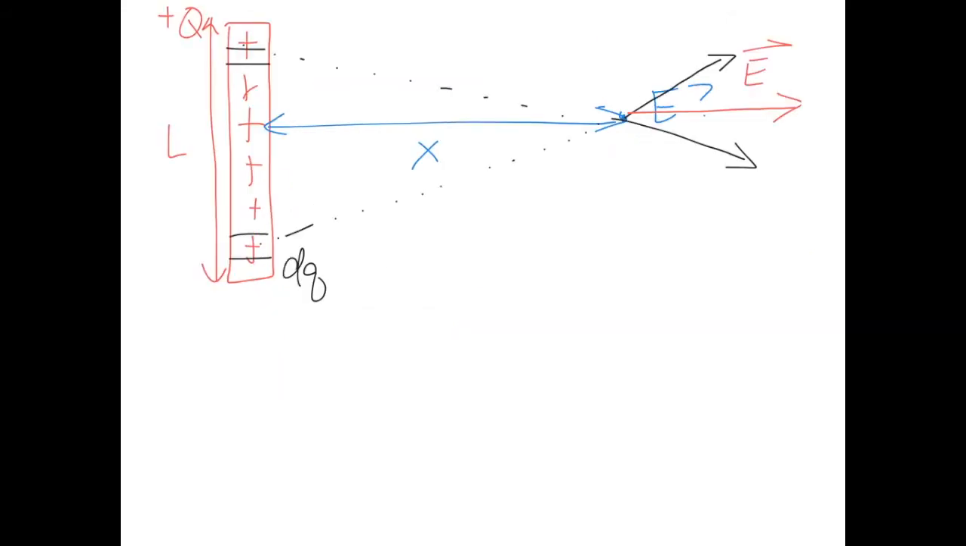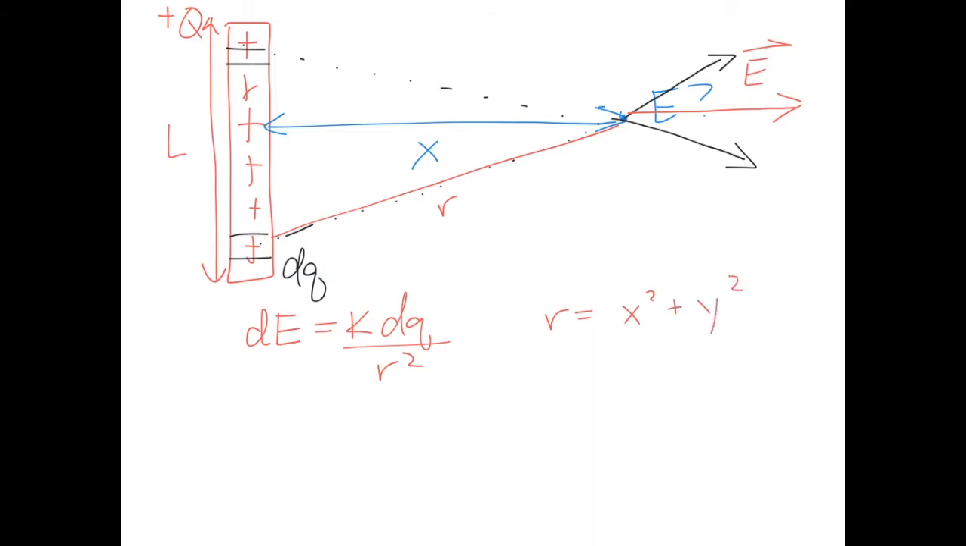We only know the electric field of a point charge. Those little dq's are like little point charges, and each one contributes a tiny bit of electric field, dE. The little bit of electric field is k dq over r squared, and r squared in this case is x squared plus y squared, where y is however far down that little chunk of charge is. If this is the center of the rod, then this little bit dq is some distance y away from the center of the rod. We only want the part of this electric field that points in the x direction, because looking at our picture, all the y components are going to cancel.